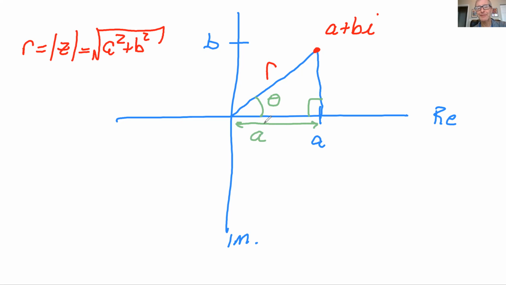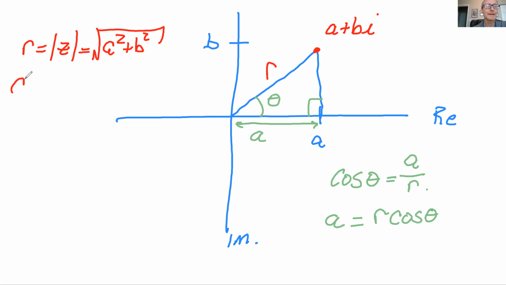Well, remember, this is adjacent. So getting back to cosine, we would define this as cosine of theta equals the adjacent over the hypotenuse. So if you do a little bit of algebra and bring the r to the other side, what does a equal? a equals r cosine of theta. So we could define a as r cosine of theta.